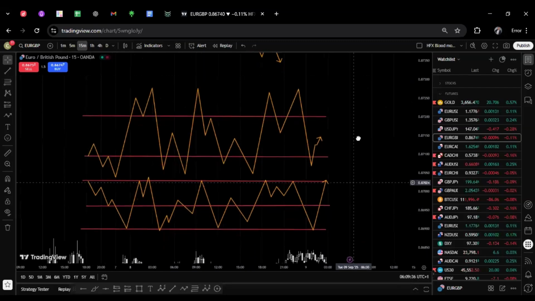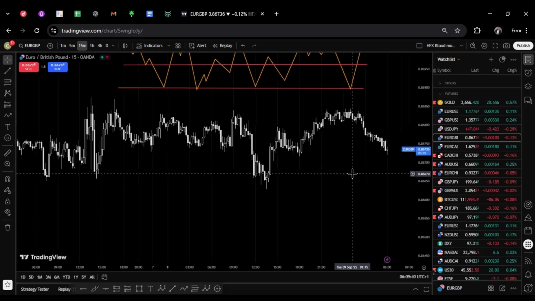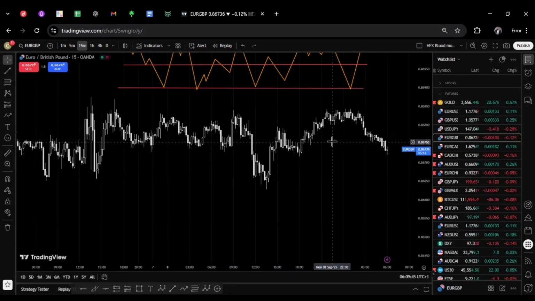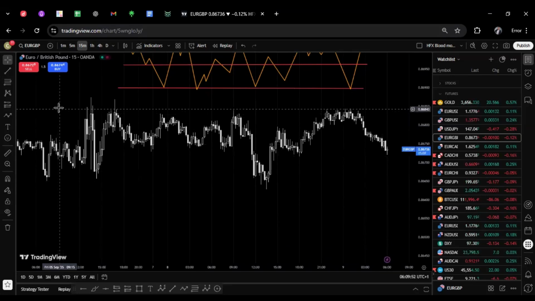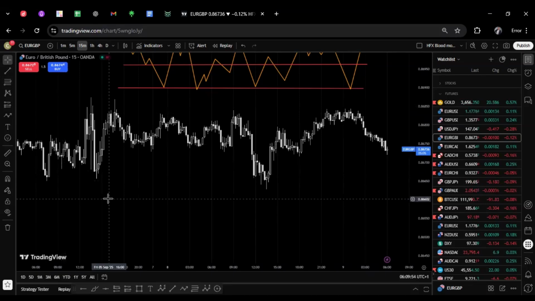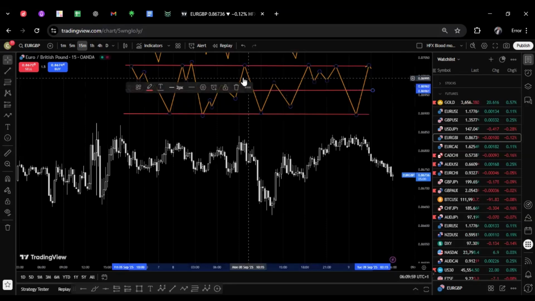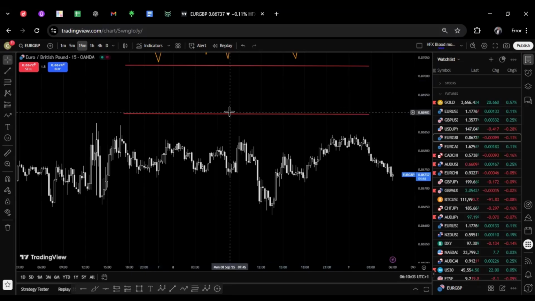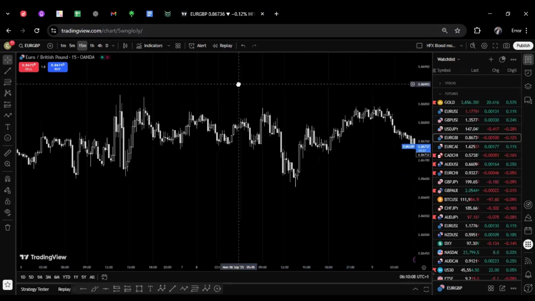For this range, this is Euro GBP. Look at Euro GBP, from Friday to Tuesday. Today is Tuesday, yeah? From Friday to Tuesday, the market has been within a particular range. I think I need to take this off. You don't need a soothsayer to tell you that this market has been ranging. You can see how clear it is.